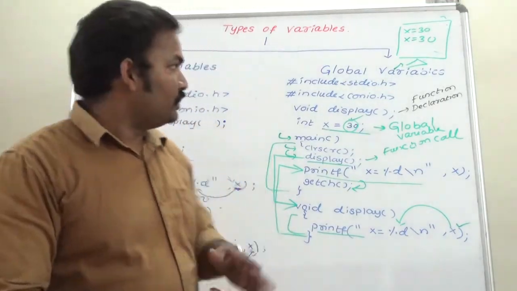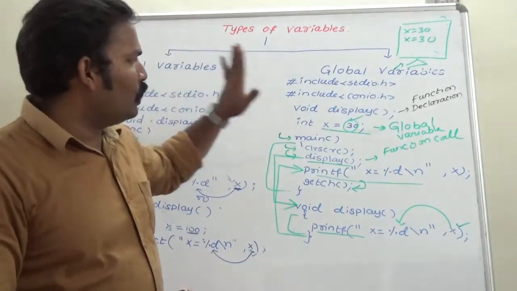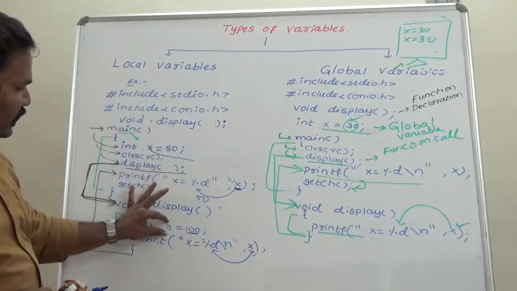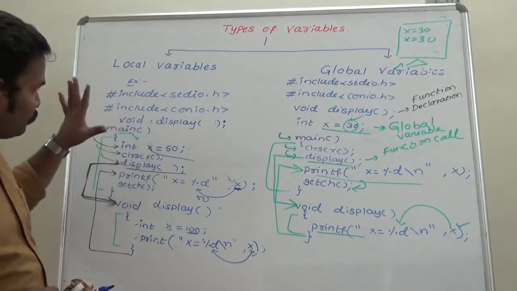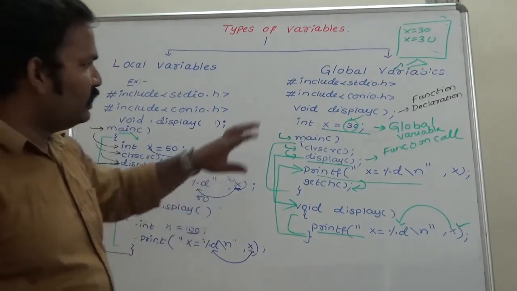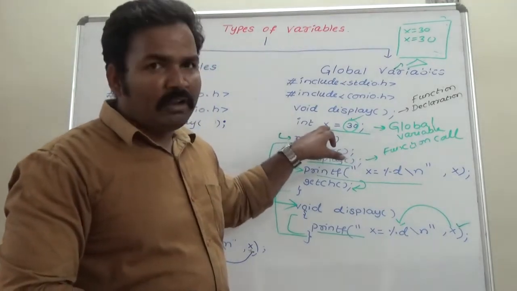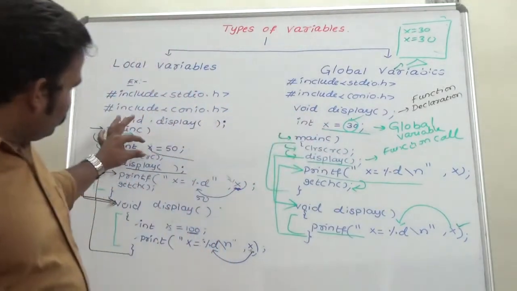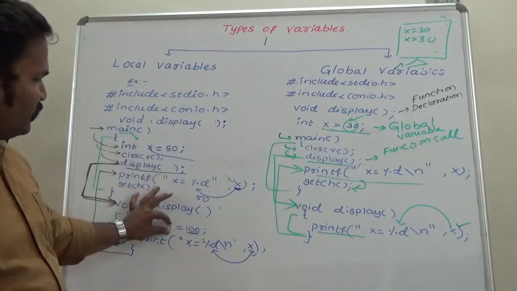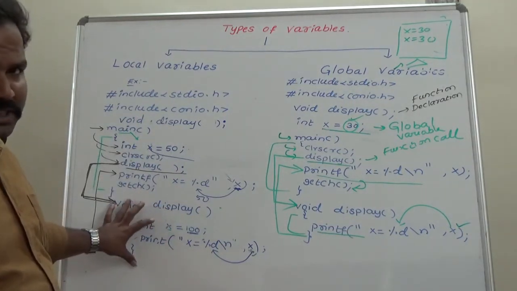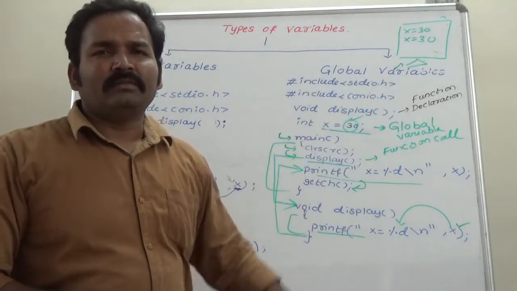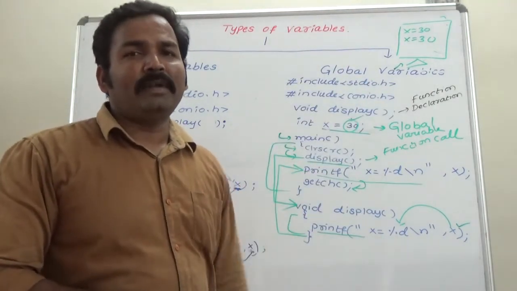So clear? This is about local variables and global variables. In this program, x is the local variable of the main function. x is the local variable of the display function. In this program, x is also a global variable. The first variable is declared in the main function, next x variable is declared in the display function. But the x variable is declared outside the function, means above or outside the main function.